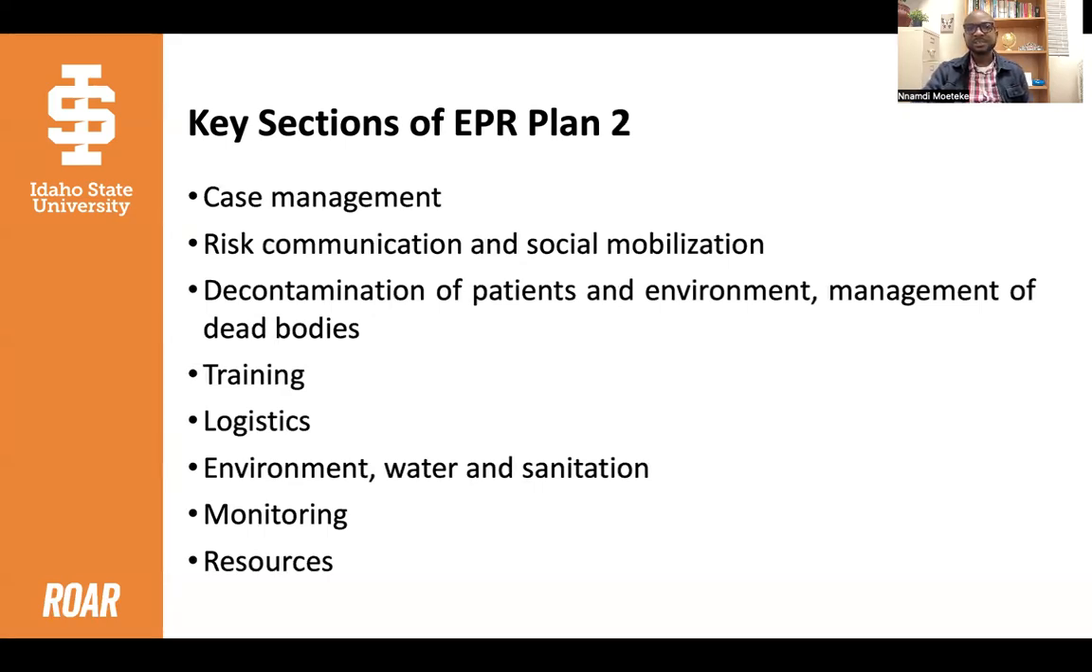And so considerations and protocols for case management, risk communication, and social mobilization, decontamination of patients and environment, and management of dead bodies are also part of the plan. Other key sections include plans for capacity building and training, including simulations, like we've talked about before, and logistics, including supply lists and modalities to protect the environment, and mechanisms for monitoring the outbreak, and strategies for resource mobilization and procedures to reallocate resources.